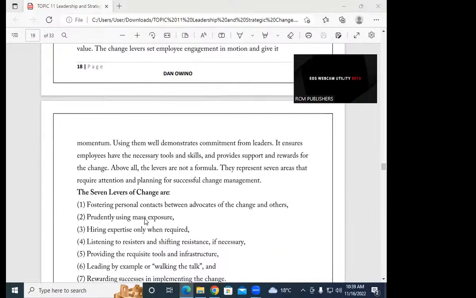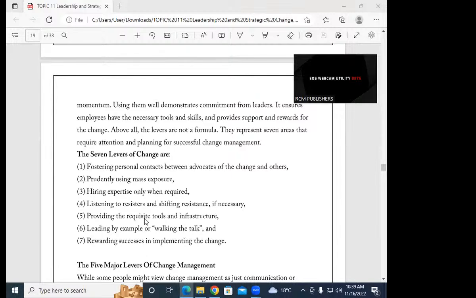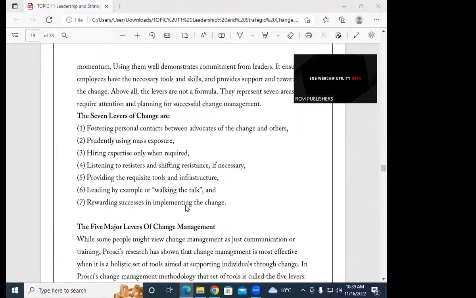So we have 7 levers of change, the actions which can be taken by managers to introduce change. 1, fostering personal contacts between advocates of change and others. 2, prudently using mass exposure. 3, hiring expertise only when required. 4, listening to resistors and shifting resistance if necessary. 5, providing the requisite tools and infrastructure. 6, leading by example or walk the talk. And 7, rewarding success in implementing the change.